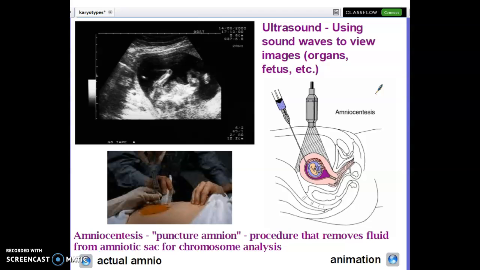What they may do is another test called an amniocentesis. And what this actually means is puncturing the amnion. So while the woman is under an ultrasound machine, they'll take a needle and they will extract the fluid around the baby. Now they don't harm the baby. All it does is take a little bit of that liquid. And the reason they want it is because the baby's chromosomes inside the baby's cells are floating around in that fluid because they have no other place to go.